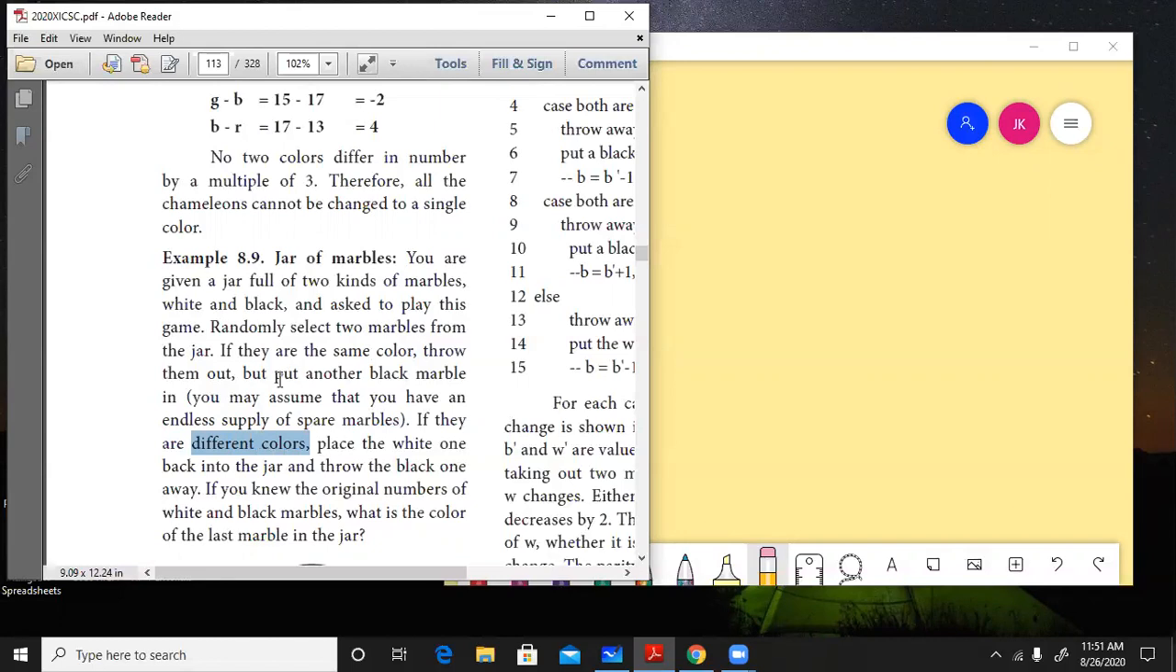When you have the same color, you put back one black marble. When you have two different colors, you put back a white marble. So this is the constraint. Now our question is, once you know how many marbles are there, can you guess what will be the last color of my marble?